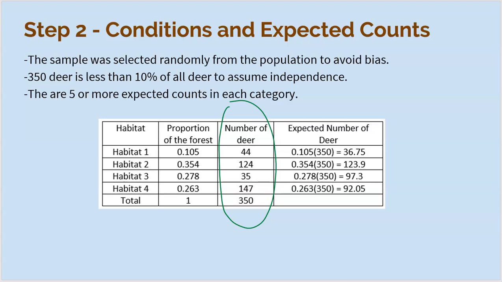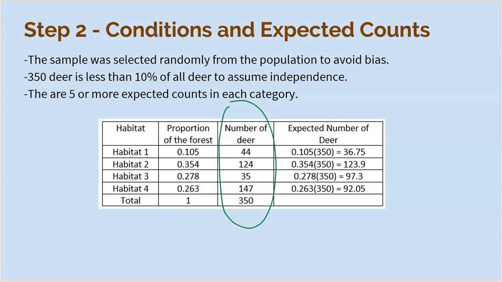Okay, so if habitat 1 is 10.5% of the forest, then 10.5% of the deer should live there. So 0.105 times 350 deer, there should have been 36.75 deer there. Now, I know that you can't have 36.75 deer, but it's an expected value. It'd be an average in the long run, so we actually are totally okay with leaving a couple decimals here. I usually round to 2. All right, habitat 2, 35.4% of the forest. Well, if the null's true, then 35.4% of the deer should live there. So 350 deer times 0.354, 123.9 deer should be living there.